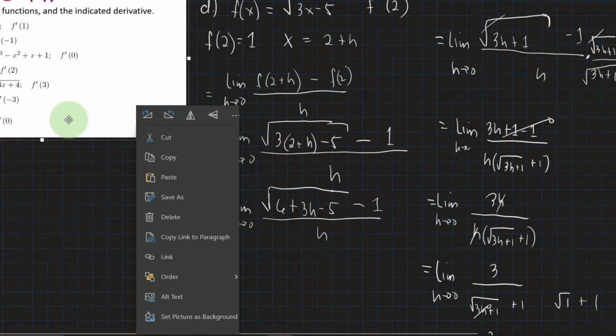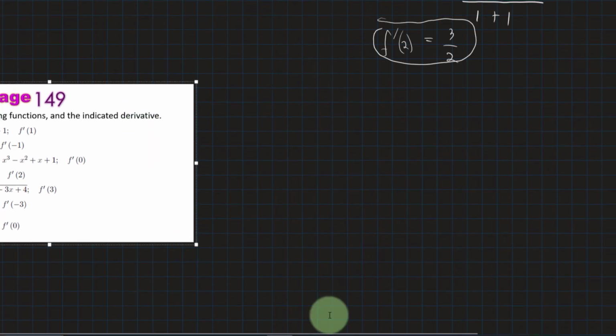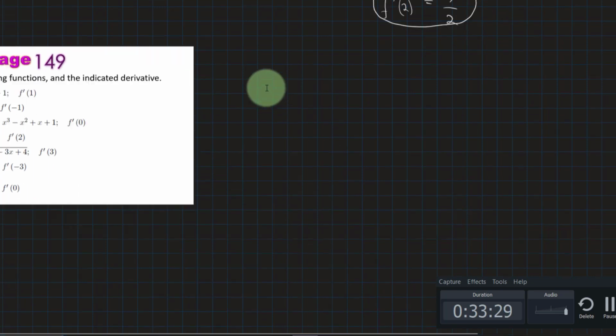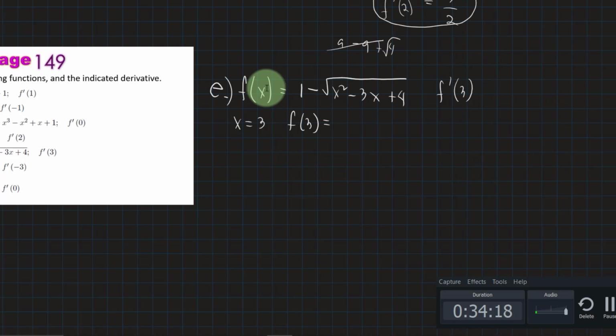kunin naman natin letter E. Letter E is f of x is equal to 1 minus square root of x squared minus 3x plus 4. Kunin natin yung f prime of 3. So therefore, our x here is 3. So kunin natin yung f of 3. Ang f of 3 natin ay ilan? So this will become 9 minus 3 times 3 is 9 plus 4. Cancel na yun. So matitira is square root of 4. So ang ating f of 3 is 1 minus square root of 4 is 2. 1 minus 2 is negative 1. f of 3 is negative 1.